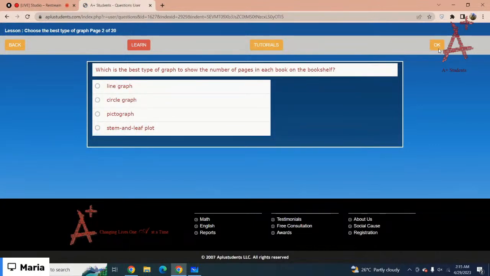Okay, which is the best type of graph that shows the number of pages in each book on the bookshelf? Which is the correct option? Which graph can you use? Line graph, circle graph, pictograph, stem and leaf plot. Which is the correct option?